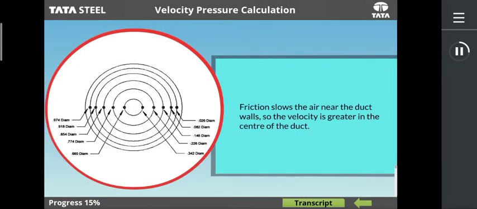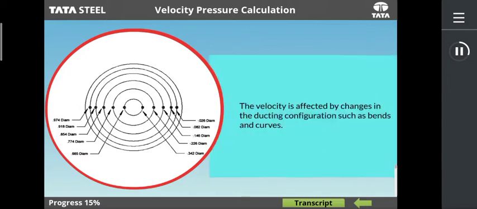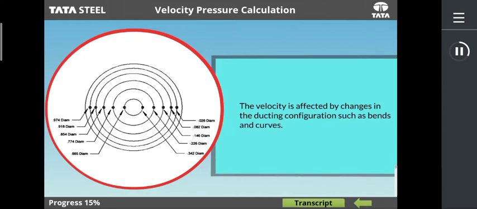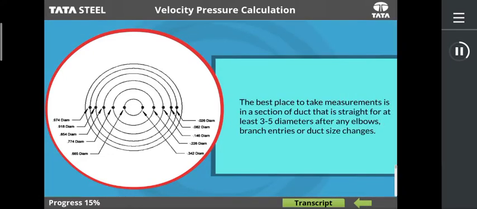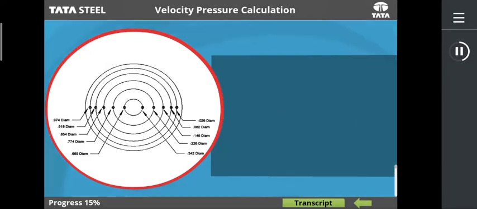Friction slows the air near the duct walls, so the velocity is greater in the center of the duct. The velocity is affected by changes in the ducting configuration, such as bends and curves. The best place to take measurements is in a section of duct that is straight for at least 3 to 5 diameters after any elbows, branch entries or duct size changes.